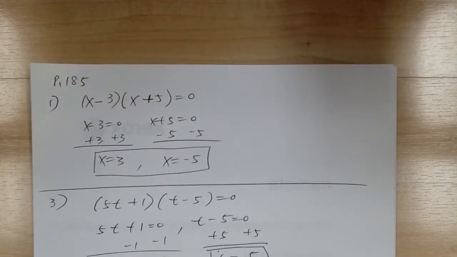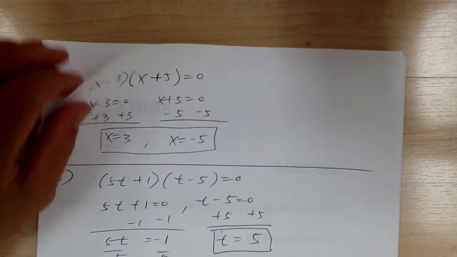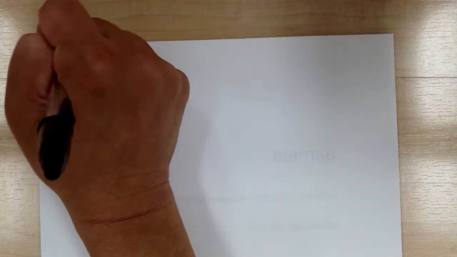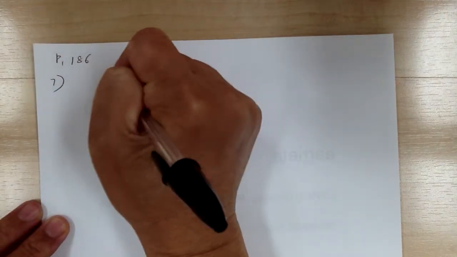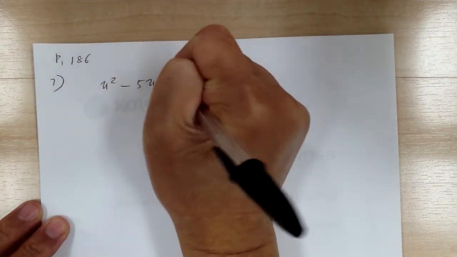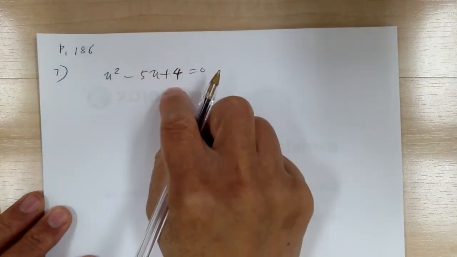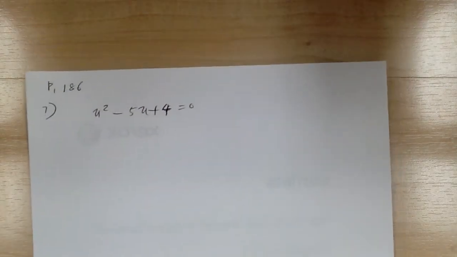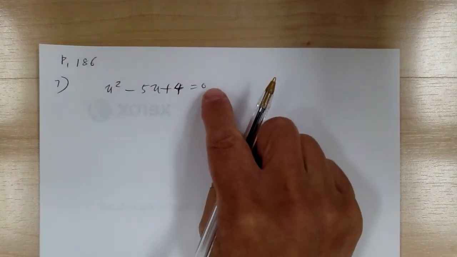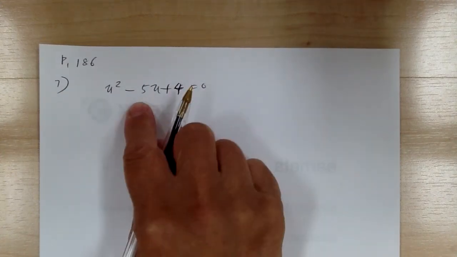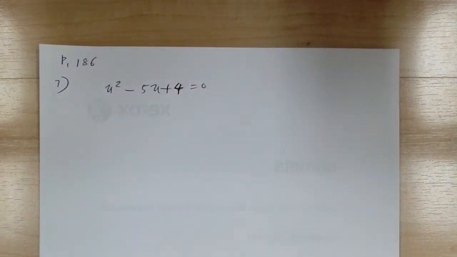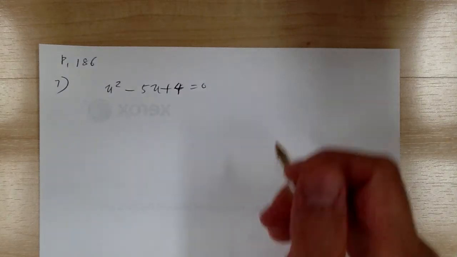Okay, let's go to number 7. Here you have u squared minus 5u plus 4 equal to 0. So this one, the factoring is not done for you, so you have to do your own factoring. So okay, make sure the right hand side is equal to 0. Now you can do the factoring. Go through the checklist for your factoring.